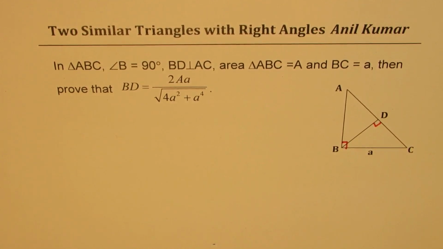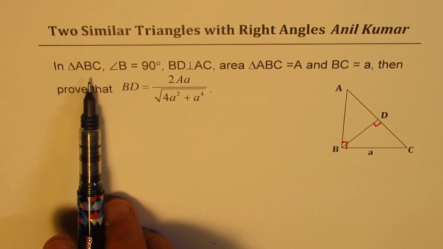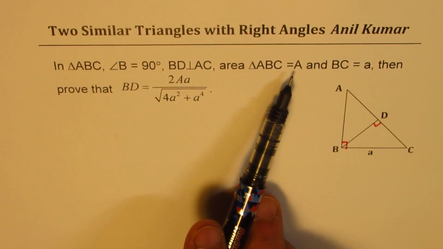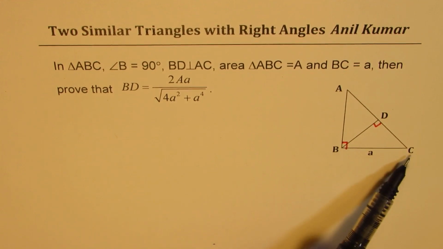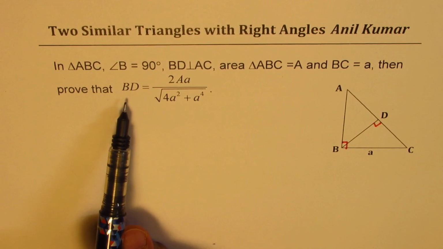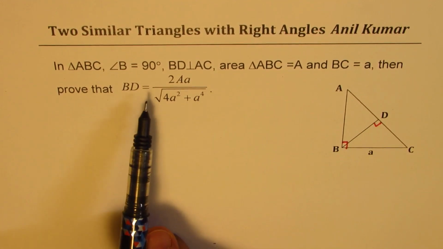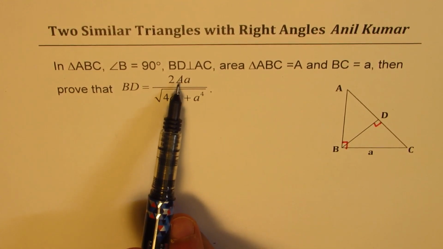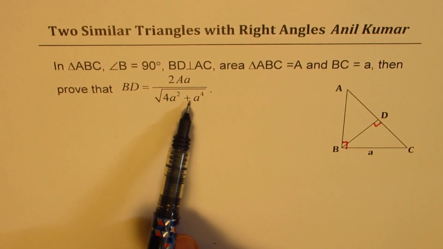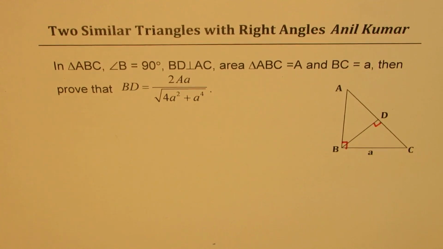The question here is based on similar triangles. In triangle ABC, angle B is 90 degrees. Area of triangle ABC equals A, and BC is equal to lowercase a. Then prove that BD is equal to 2 times the area A times the side a divided by the square root of 4A square plus a to the power of 4. You can pause the video, answer the question, and then look into my suggestions.